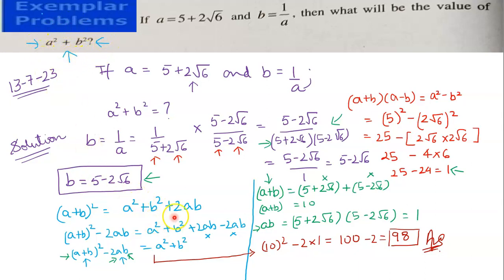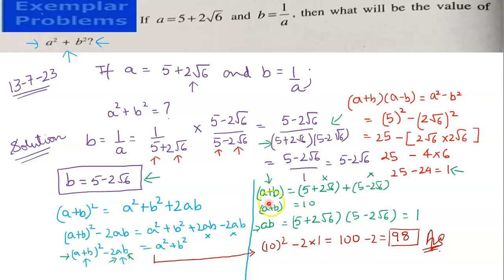So what we can do, if I take this on the left side, this will be a plus b whole square minus twice ab, right? Or if I subtract 2ab on both sides, it is the same, students. So this twice ab and this minus twice ab cancel. So a square plus b square value will be a plus b whole square minus twice ab. So now we will calculate a plus b, substitute the value here, then we will find the value of ab, substitute here, and we will get the answer.